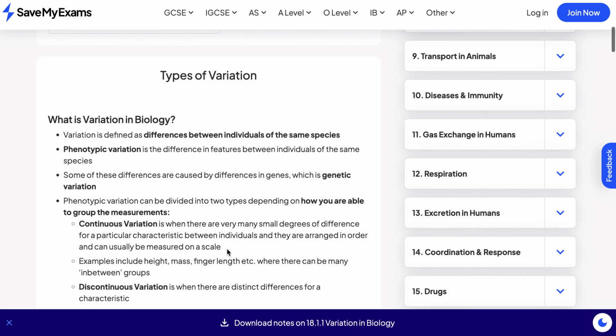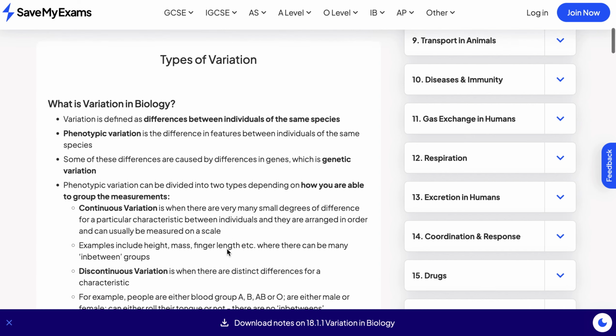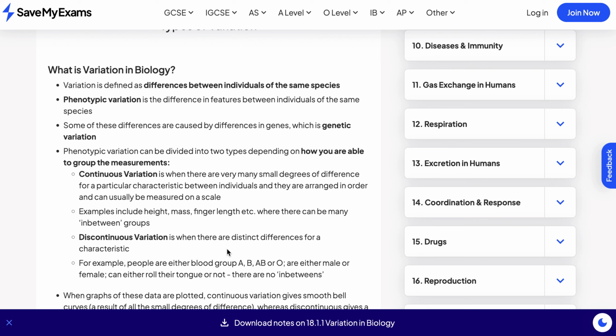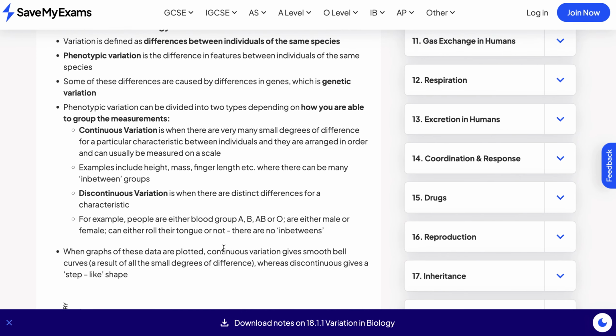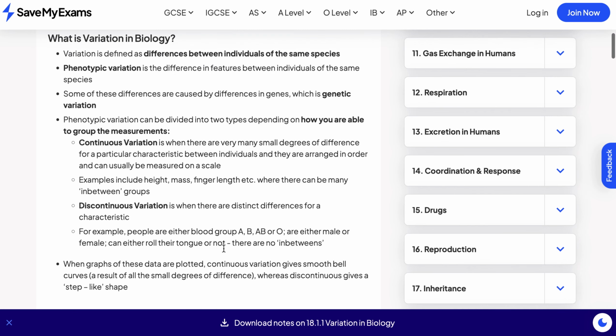Now, variations can be described in two types. One is genetic variation, and the other is phenotypic variation. The differences that exist in organisms of the same species can be affected by two factors, the genetic and the environment.